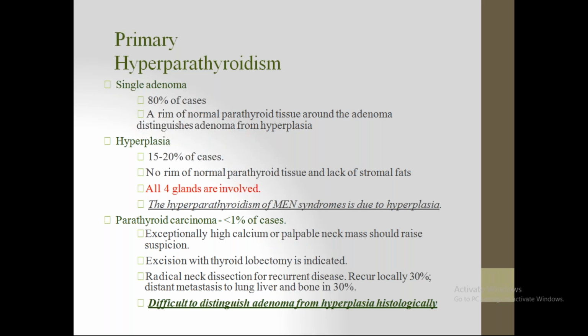Exceptionally high calcium or a palpable neck mass should raise suspicion of parathyroid carcinoma. Excision with thyroid lobectomy is indicated. Radical neck dissection for recurrent disease is usually required. It recurs locally in around 30% of patients, or 30% of patients can go on to distant metastasis, like lung, liver, and bone. It is difficult to distinguish adenoma from hyperplasia histologically.